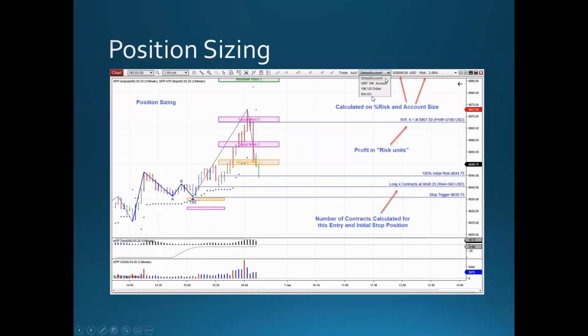So if you have a smaller account, you can place that in as well. You can also use your live NinjaTrader trading balance account as well. But what we're doing is we basically calculate how many lots, contracts or shares to trade based on that account size. So if you're risking 2% of a sample $20,000 account, it would mean you risk $400.